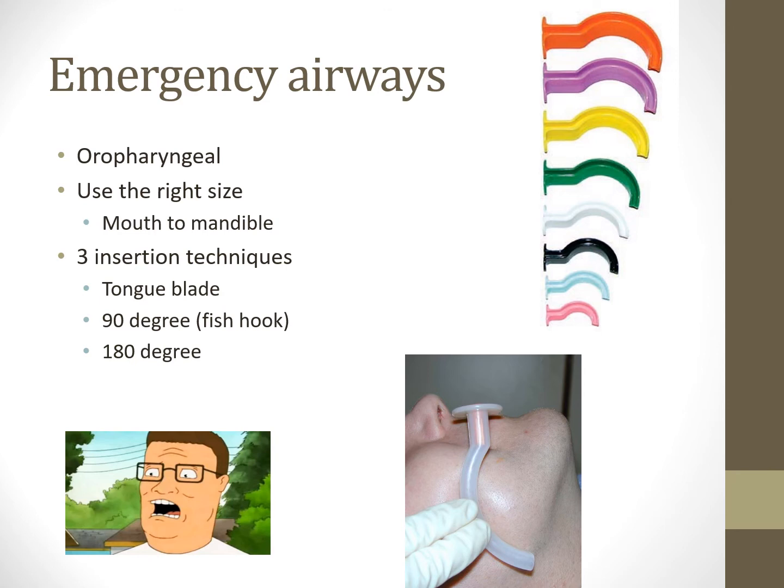So make sure you measure it. You're going to do the mouth to the mandible, like you see in this picture down here, to the angle of the mandible there. If it's too long, you don't want to use it because it can actually go deep and impede the ability to ventilate. It can actually block their airway. If it's too short, it's not going to keep the tongue off the back of the throat. So you need to make sure it's just right. This is how you measure it, so that way you put the right size of oral airway.